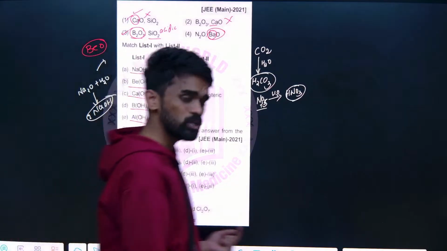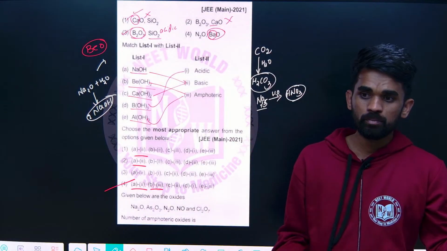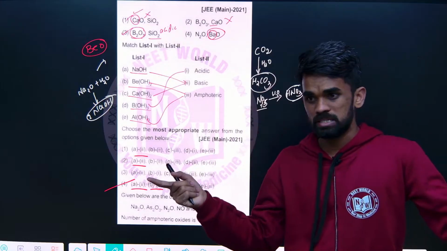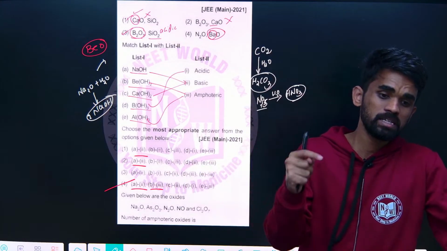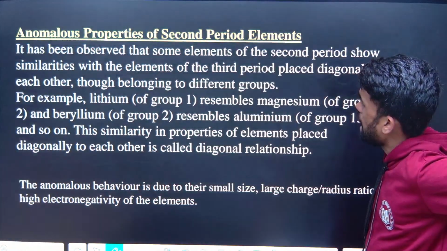Amphoteric means what? It can show both acidic nature and basic nature. If I treat that oxide with acids, it will act as a base. If I treat it with a base, it will act as an acid. Next, anomalous pairs.